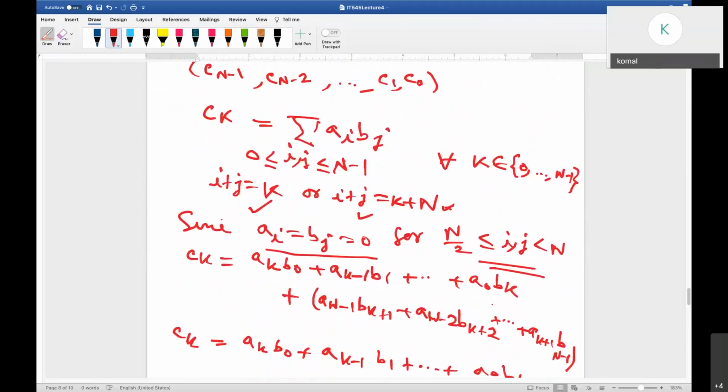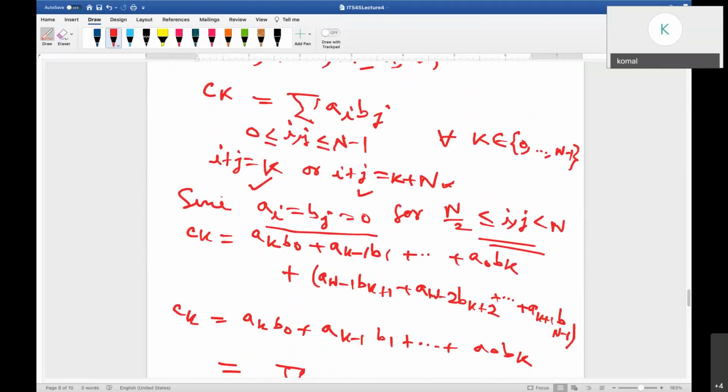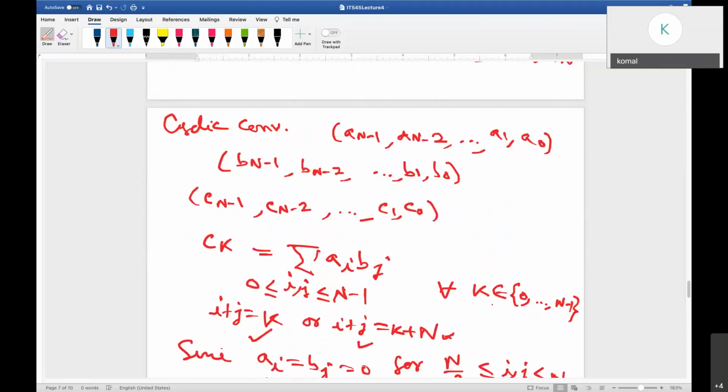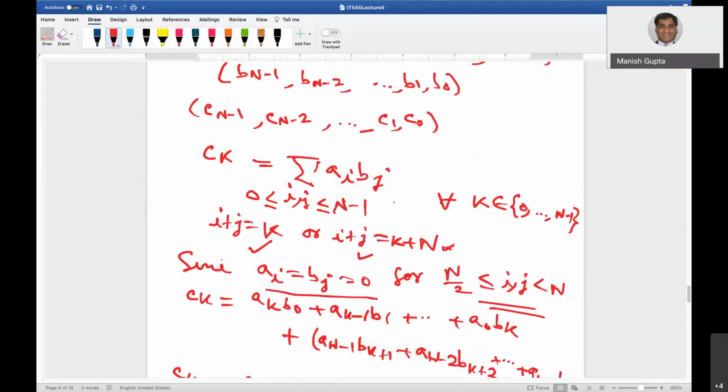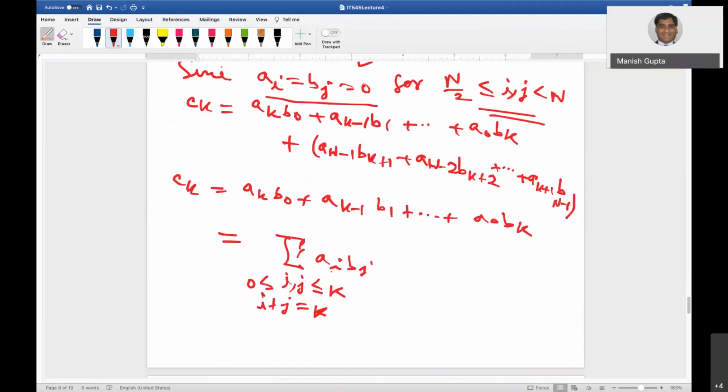Sir, please explain that convolution, how we have calculated this cyclic convolution. Yeah, so we are defining it like this. You see, the cyclic convolution of two sequences a_{n-1}, a_{n-2}, ..., a_0 and b_{n-1}, b_{n-2}, ..., b_0 is defined as this product, over this summation. This is the definition actually. Now what I am saying is that we have simplified it because of the padding of the zeros, to what is written here.